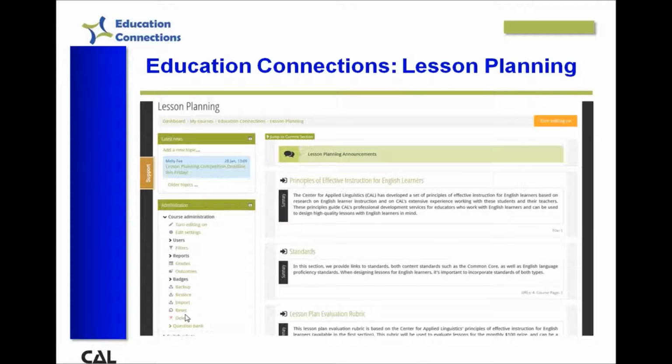Finally, under the Courses tab, you'll find our lesson planning section. Here you'll find information about lesson planning generally, in addition to specific resources in support of our lesson planning competition. These include, for example, a lesson planning template, a rubric to guide development and assessment of lessons, sample lessons, and information regarding principles of effective instruction for English learner and bilingual students.